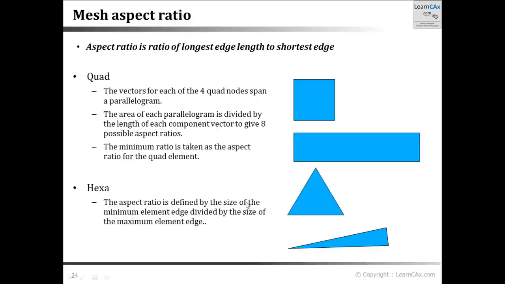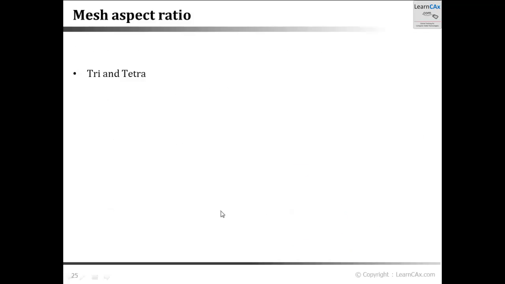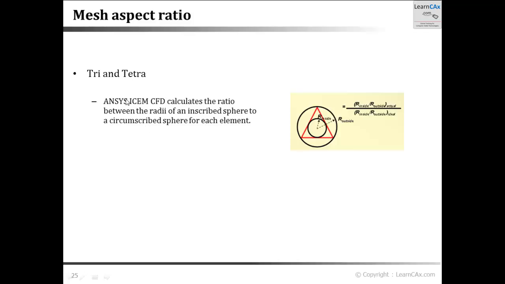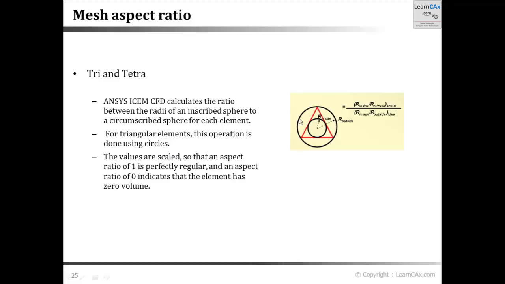For a hexahedron, it is defined as the size of the minimum element edge divided by the size of the maximum element edge. Similarly, for a triangular or tetrahedron cell element, what Ansys CFD does is calculate the ratio between the radii of an inscribed sphere and a circumscribed sphere, that is, the smaller sphere and the larger sphere. It takes the ratio of r inside by r outside of the actual element to the r inside and r outside of an ideal element. The ideal element is always an equilateral triangle or a perfect equilateral tetrahedron. For a triangle, this is done by circles, whereas for a tetrahedron, this is done by spheres.